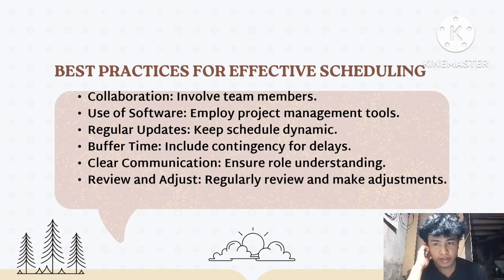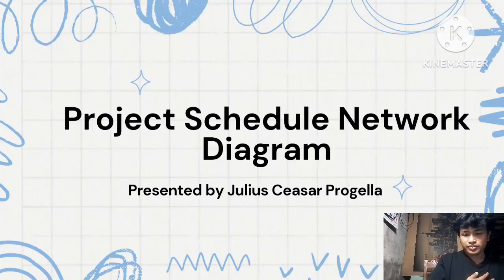So best practices for effective scheduling: collaboration, involve team members; use of software, employ project management tools; regular updates, keep the schedule dynamic; buffer time, include contingency for delays; clear communication, ensure role understanding; review and adjust regularly, review and make adjustments.